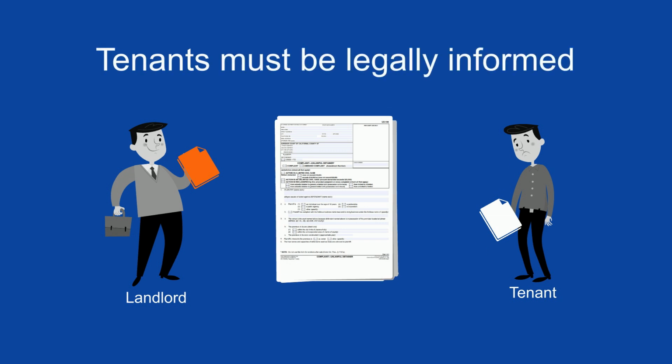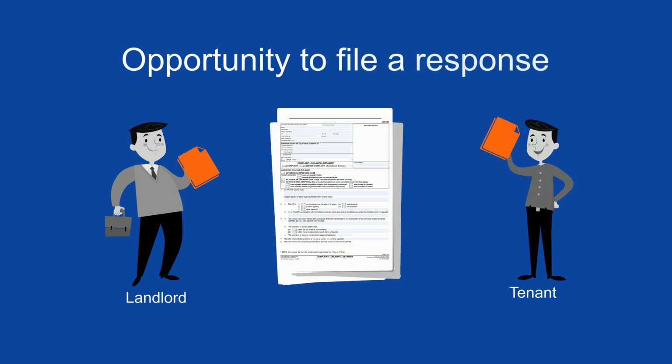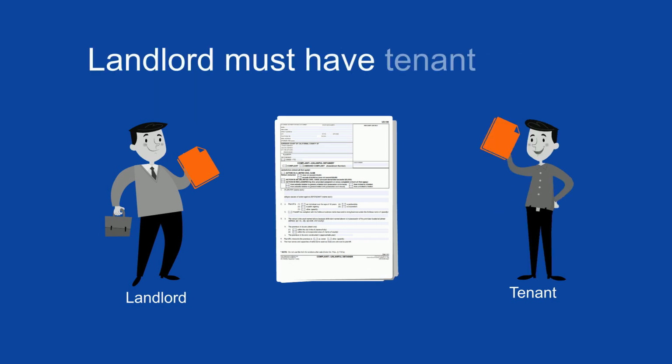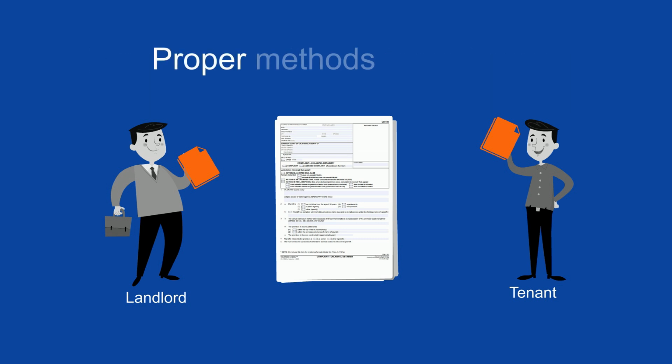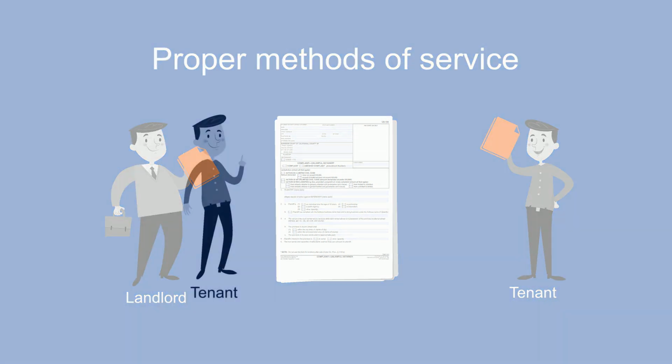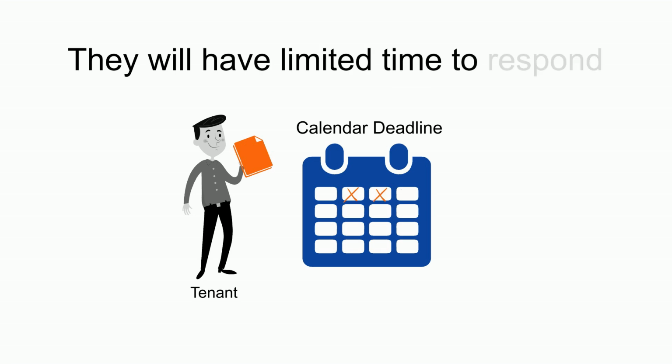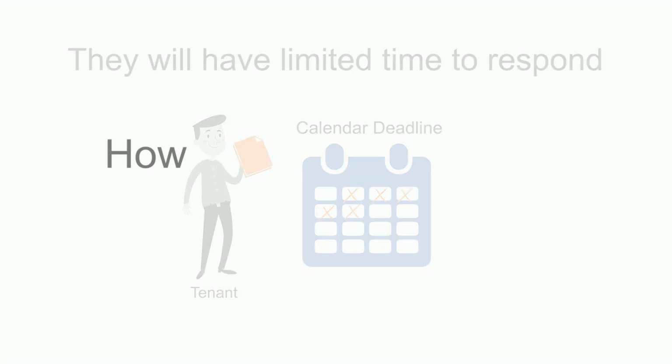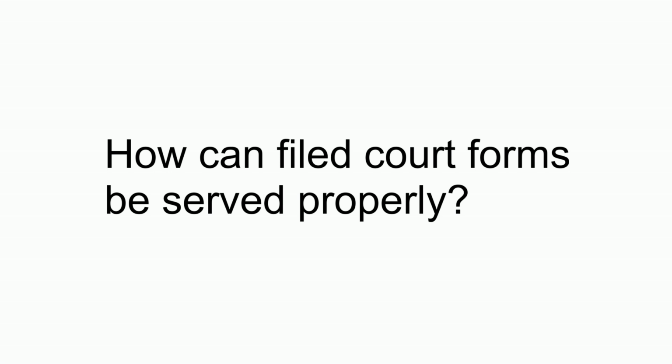Tenants must be legally informed as to the reasons for the eviction and be provided with an opportunity to file a response with the court, should they choose to do so. The landlord must have the tenant served by using proper methods of service. Once the tenant is served, they will have a limited amount of time to respond to the lawsuit. How can the filed court forms be served properly?